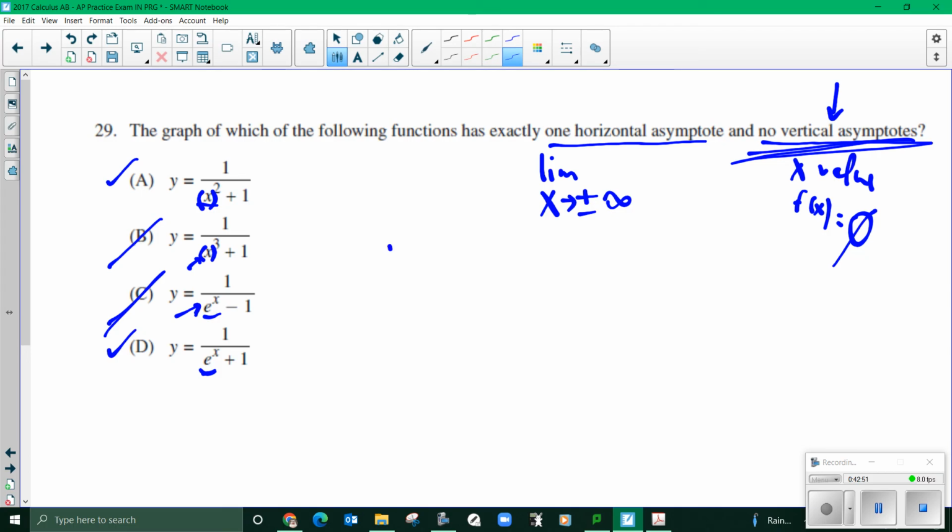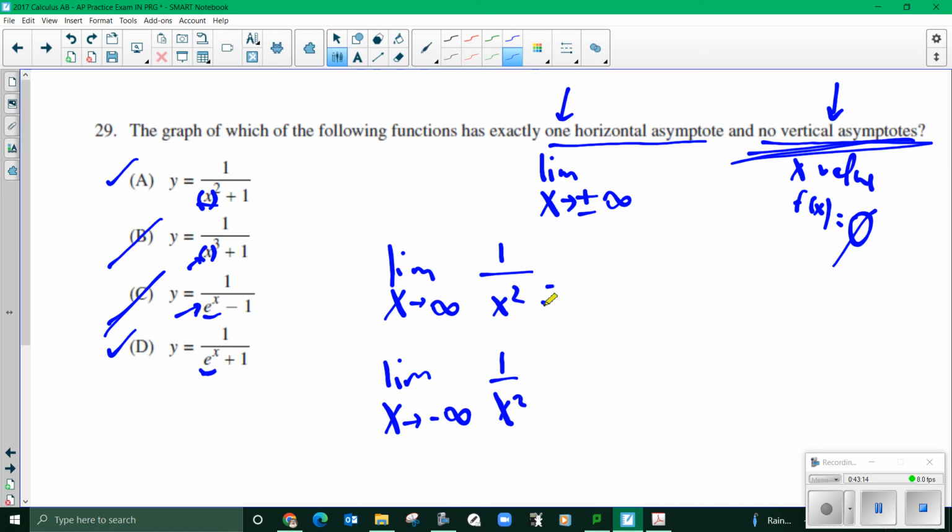If I put in the limit as x approaches positive infinity and the limit as x approaches negative infinity, I should get the same one answer for both because I only have one horizontal asymptote. So I keep the biggest term on the top, which is 1. I keep the biggest term on the bottom, which is x squared. I do the same thing here. And now I plug in infinity. 1 over infinity squared is 1 over infinity, and that would approach 0. Y equals 0 is a horizontal asymptote.